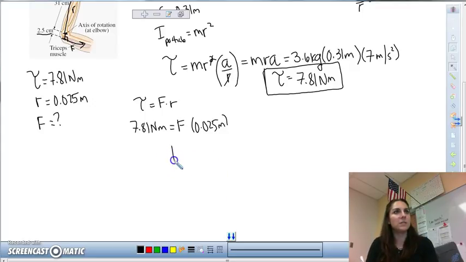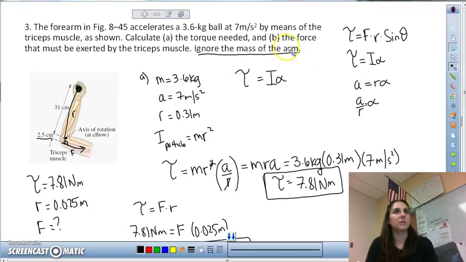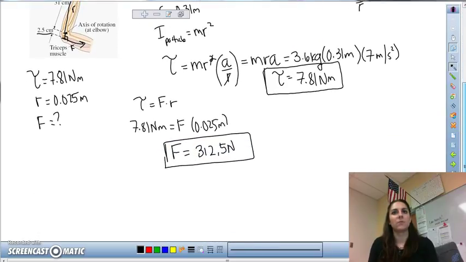And then if I do that, the force that's needed is going to be 312.5 newtons in order to create that same torque. Basically, the force needed to be exerted. So the force has to match that torque, and that's the force right there. So that is problem number 38. Let me grab the next problem.